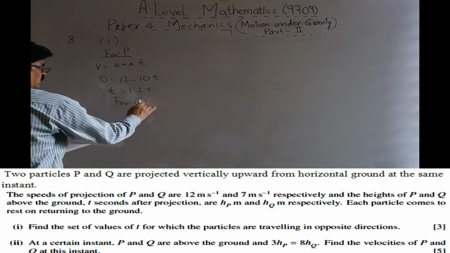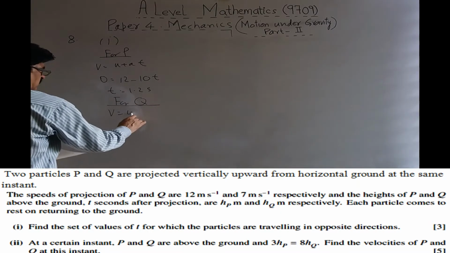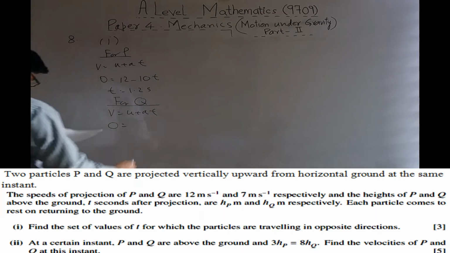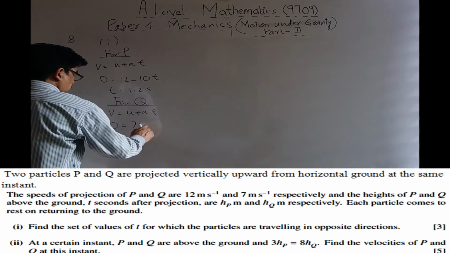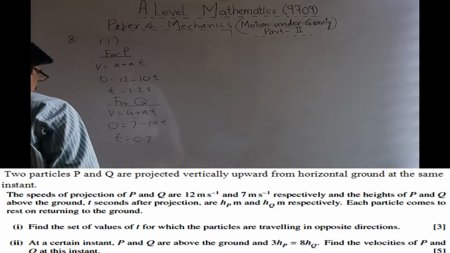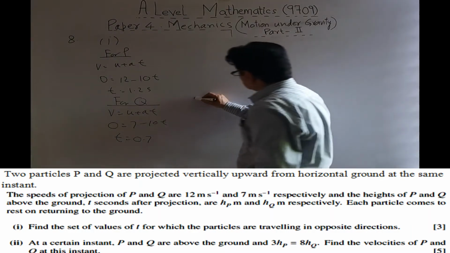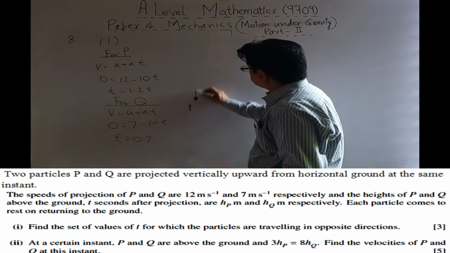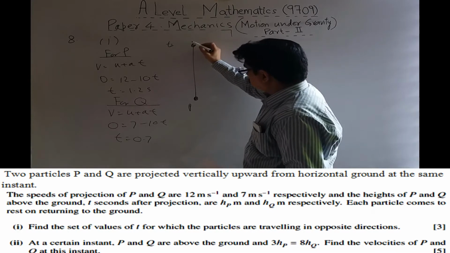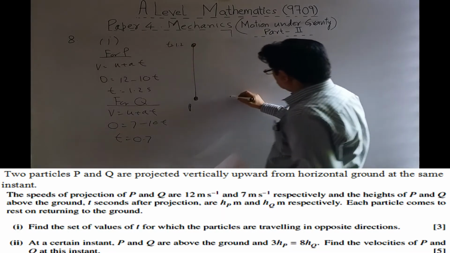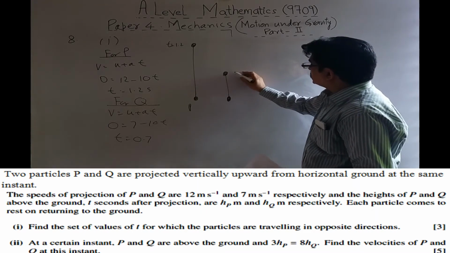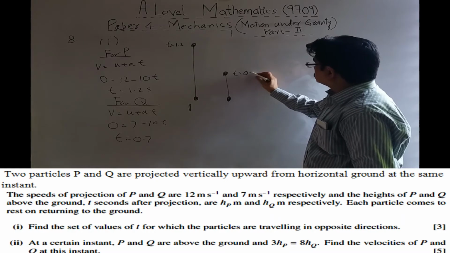Similarly for q, again using v is equal to u plus at, velocity at the highest point is 0 and initial velocity is 7 minus 10t. From here you will get the time 0.7 seconds. So this is the particle p, it reaches the highest point when time is 1.2 seconds, and this is q. Both are projected at the same time. It reaches its highest point at time t is equal to 0.7 seconds.